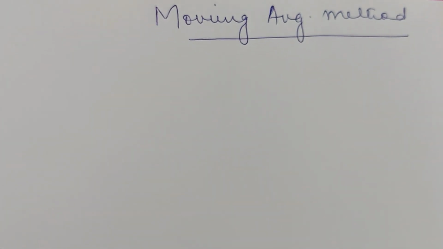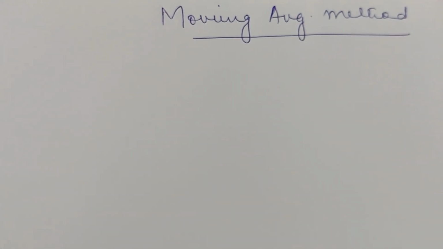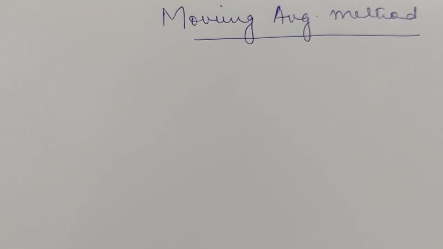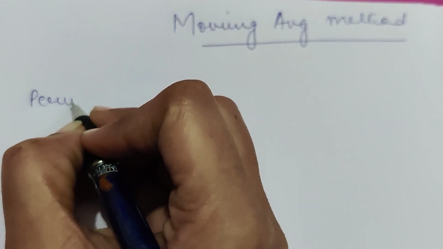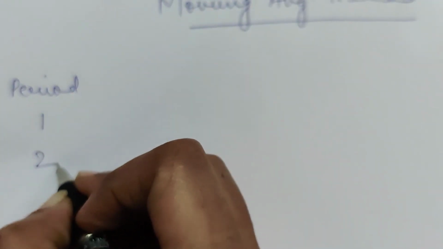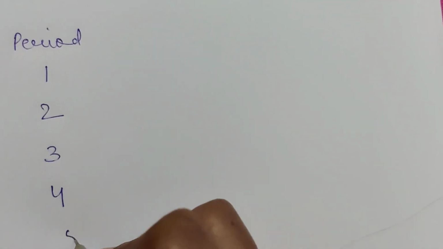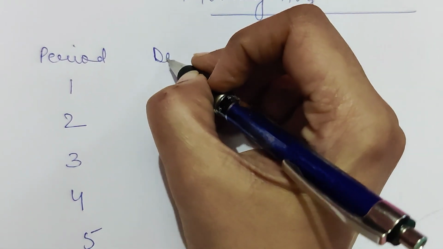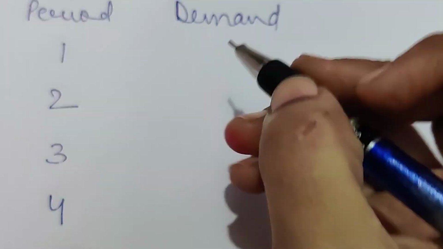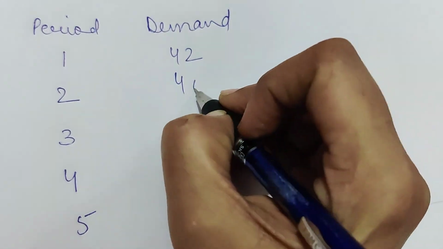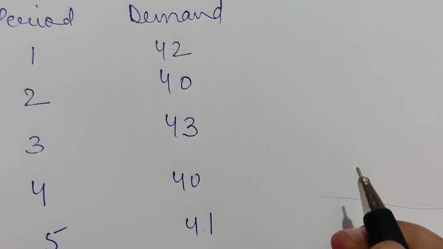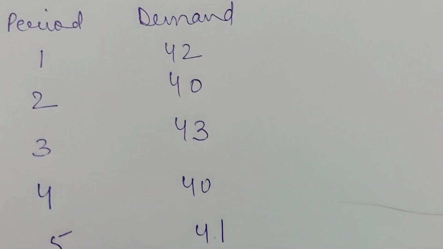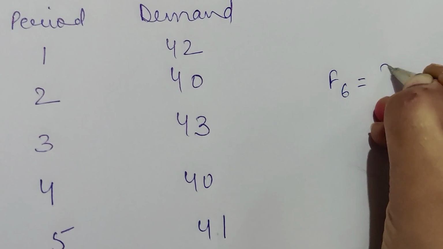Hello friends, today in this video we will be talking about the moving average method which is used in forecasting. Now let's start with the help of one example. Let's suppose I have been given the data of 5 periods 1, 2, 3, 4, 5 and the demand for these periods is given to me like 42, 40, 43, 40 and 41. I need to predict the value for F6, right?